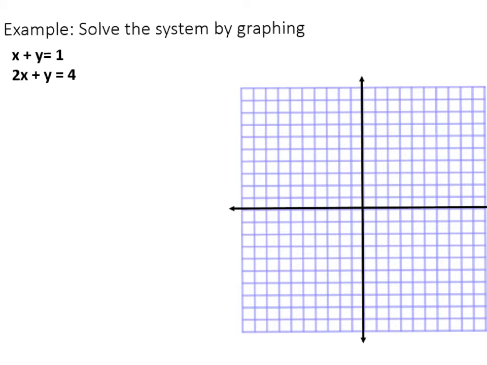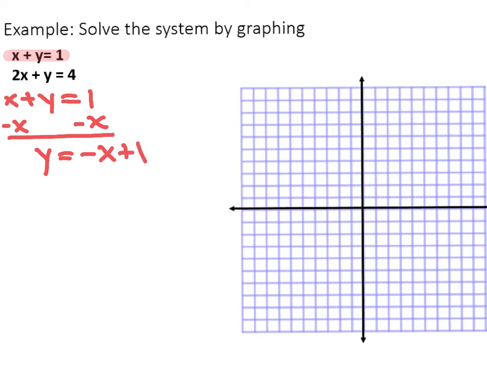In the first example, we're going to solve the system by graphing. So our first equation is x plus y equals 1. In order to graph this line, we have to solve to get y by itself. So if I rewrite my equation, x plus y equals 1, if I want to get y by itself, I have to move the x. So I would subtract x from both sides to get y equals negative x plus 1. And that means that the slope is negative 1 over 1, and the y-intercept is 1. So I can graph my y-intercept at 1, an additional point going down 1 and over 1, and then draw on the line.